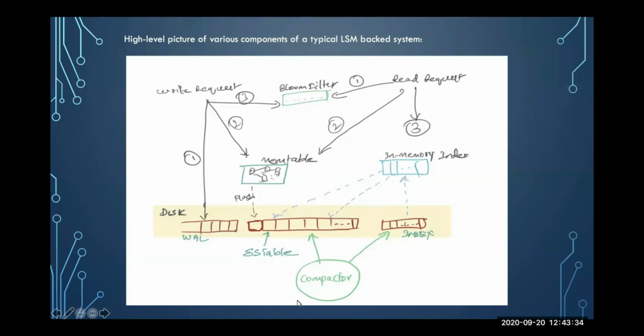Also, there's a compactor thread that runs in the background every 30 minutes and keeps compacting all the SS tables that are present in our disk, and it also modifies the indexes that are present for these SS tables. So this is the overall picture of how an LSM based database works, and it summarizes all the things that we have learned in our previous slides.